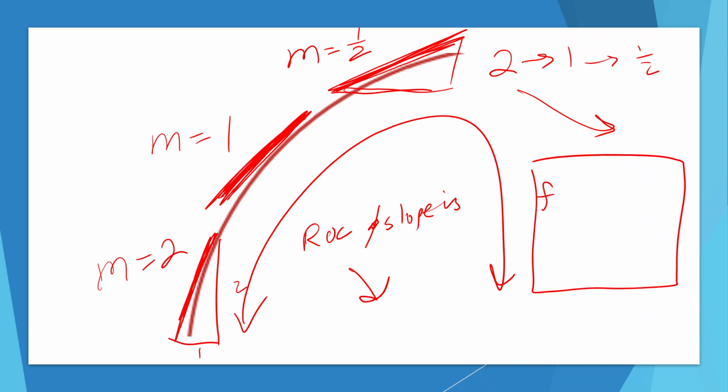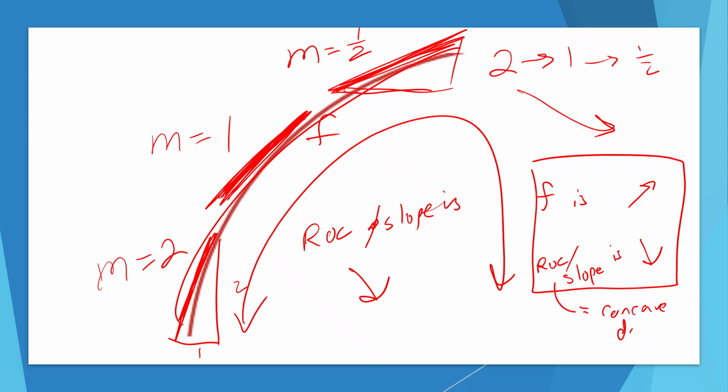Let me note, F, we'll call this F here, right? F is increasing, right, because it's going up, but the rate of change, or slope, is decreasing. And this basically means it's concave down. So it's important to know, when are we talking about the function itself, and when are we talking about the slopes of the function.